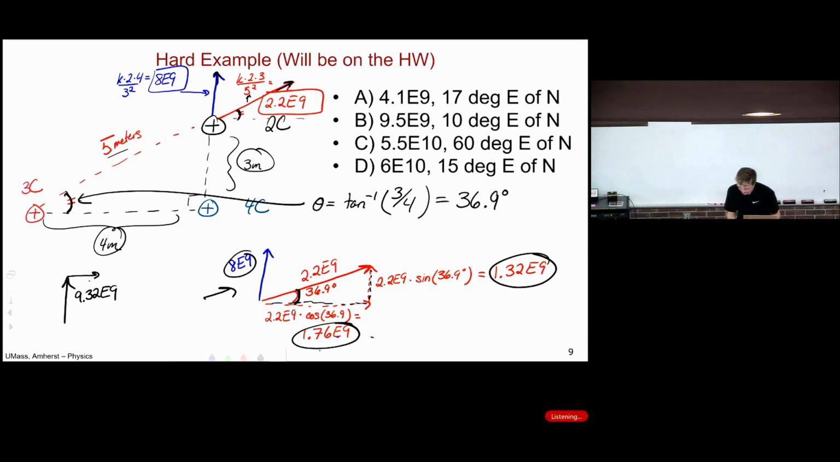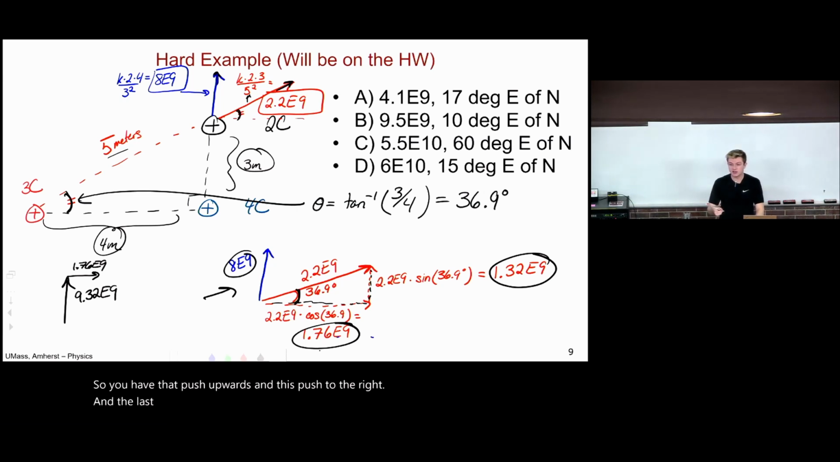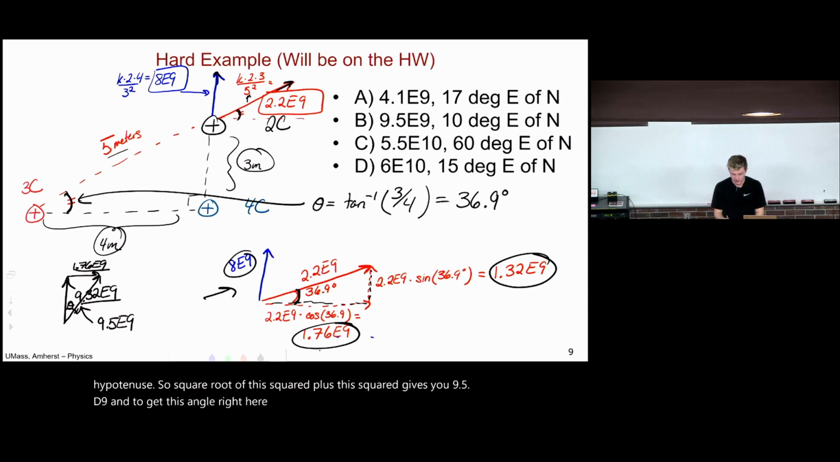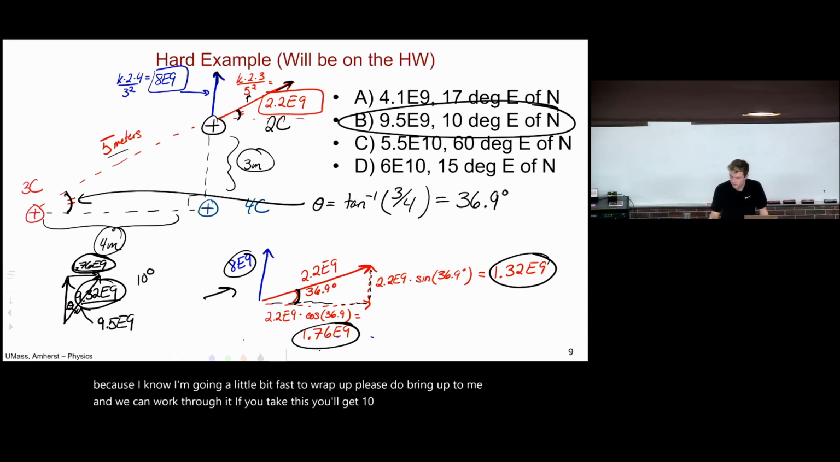Okay, so you have that push upwards and this push to the right. And the last step is to combine these into a new arrow. I'll quiet down a little bit. So to find the length of this arrow, use the Pythagorean theorem to find the hypotenuse. So the square root of this squared plus this squared gives you 9.5e9. And to get this angle right here, you're going to take the arctangent of this number divided by this number. If anyone is confused about this, by the way, because I know I'm going a little bit fast to wrap up, please do bring it up to me and we can work through it. If you take this, you'll get 10 degrees. So that gives us B as the answer.